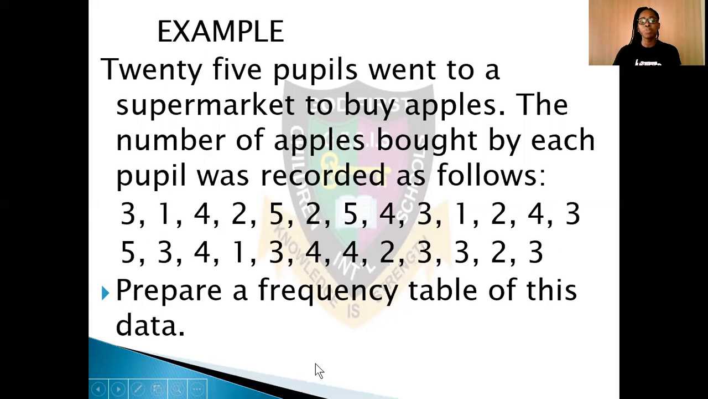The question goes, prepare a frequency table of this data. 25 people went to a supermarket to buy apples, and the number of apples bought by each person was recorded as follows. We have 3, 1, 4, 2, 5, 2, 5, 4, 3, 1, 2, 4, 3, 5, 3, 4, 1, 3, 4, 4, 2, 3, 3, 2, 4. And we are asked to prepare a frequency table of the given data.